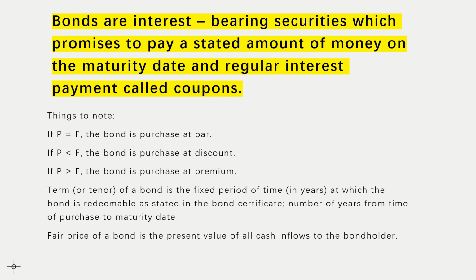So, reviewing, term is actually the fixed period of time. Therefore, it refers to how many years the bond is redeemable as stated in the bond certificate. So it could range from 1 year to a decade or even a century. It depends on the deal. And the fair price of the bond is the present value of all cash inflows to the bondholder.